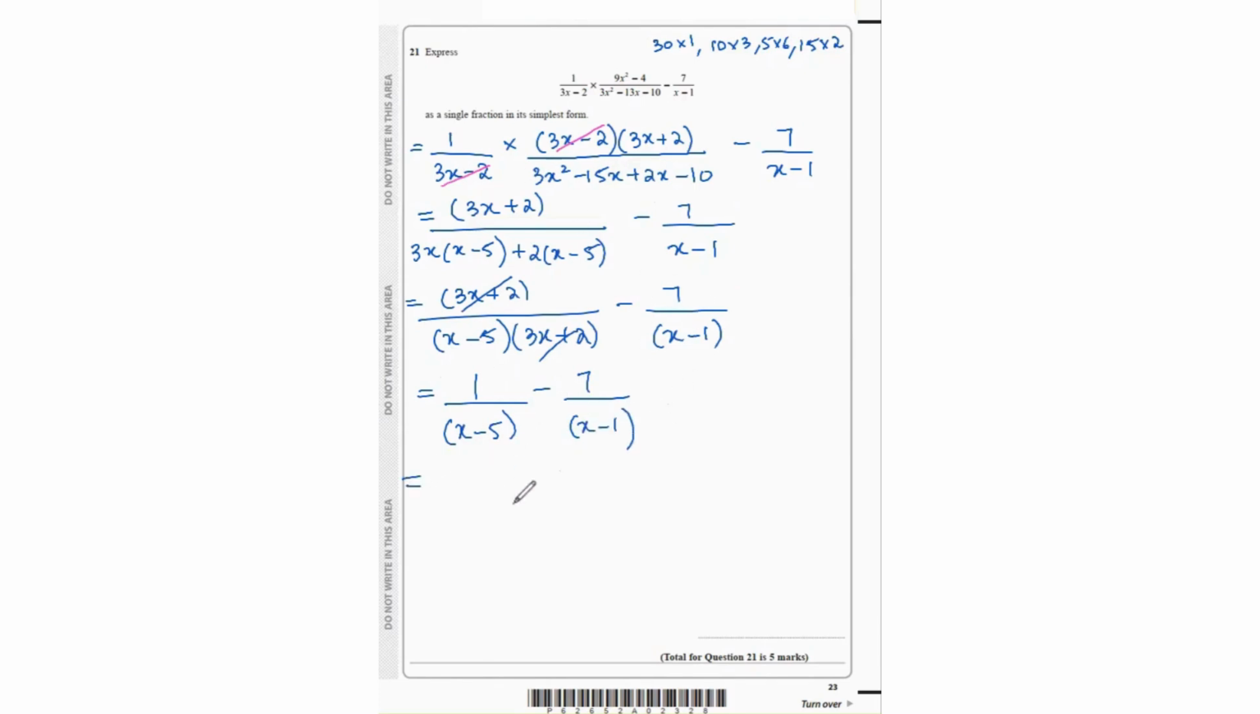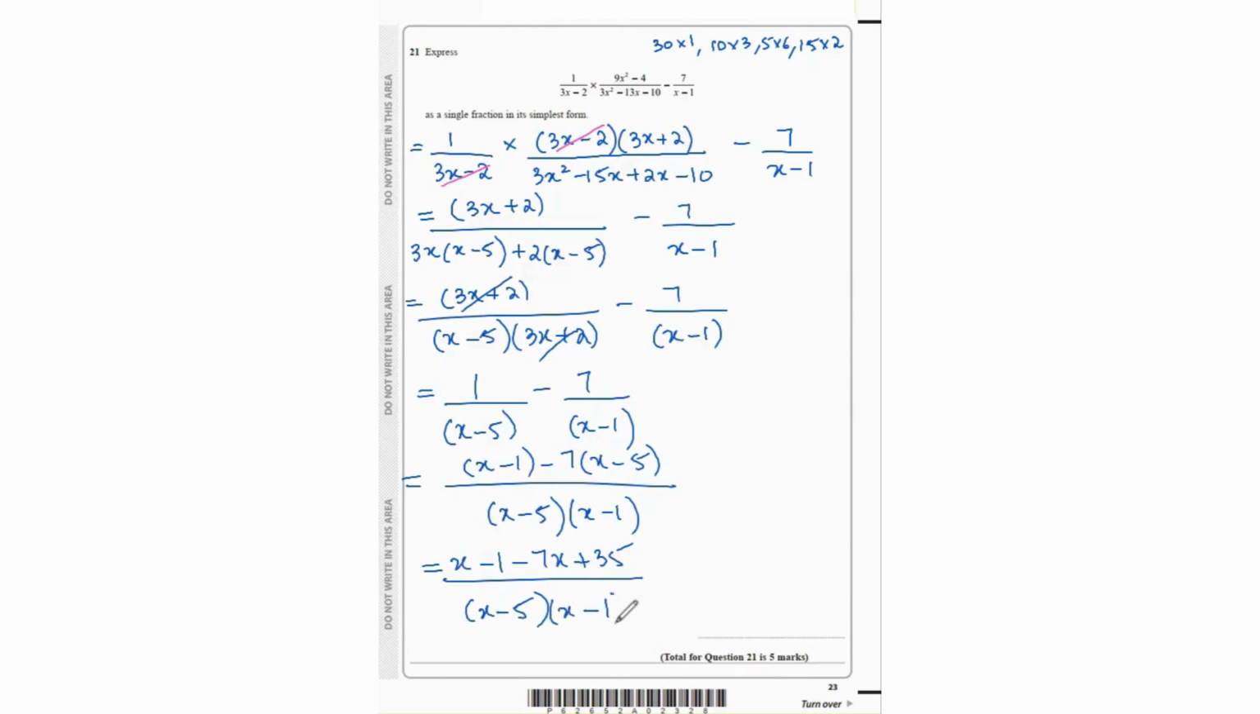They want the answer as a single fraction. So (x minus 5) times (x minus 1), then (x minus 1) minus 7 times (x minus 5). So that's x minus 1 minus 7x plus 35 over (x minus 5) times (x minus 1). Collect the like terms. Negative 6x plus 34 divided by (x minus 5) times (x minus 1). This is your fraction as a single fraction in its simplest form.